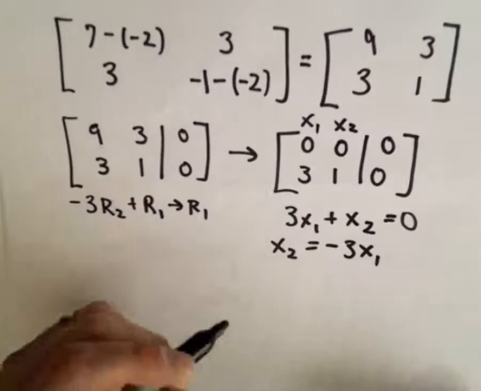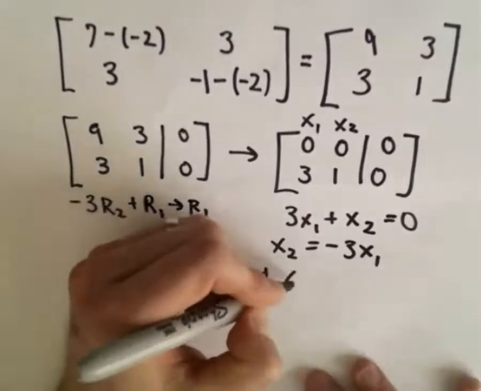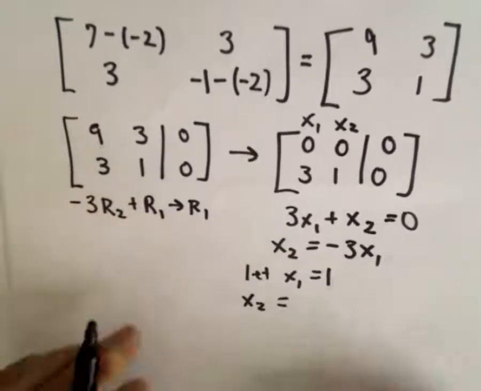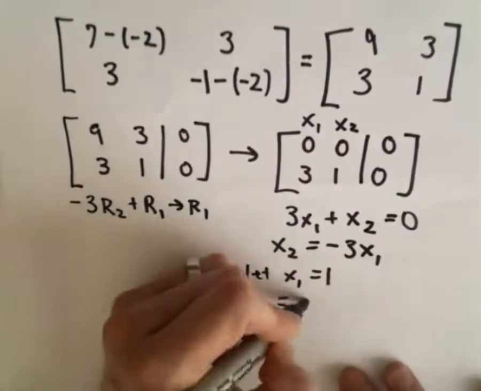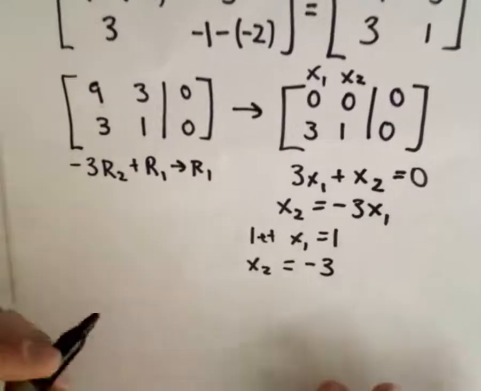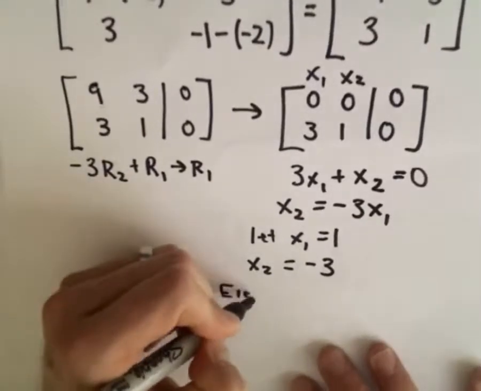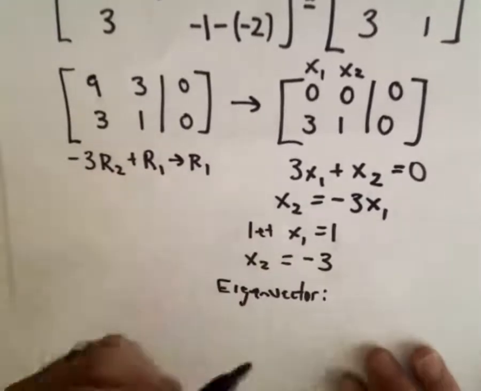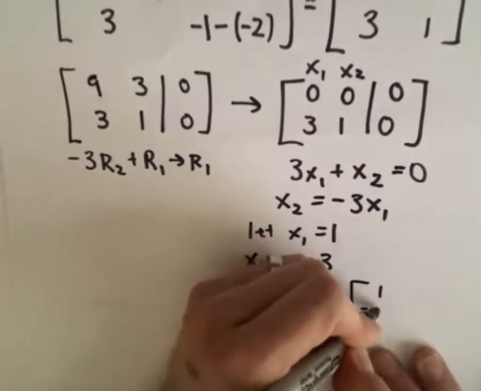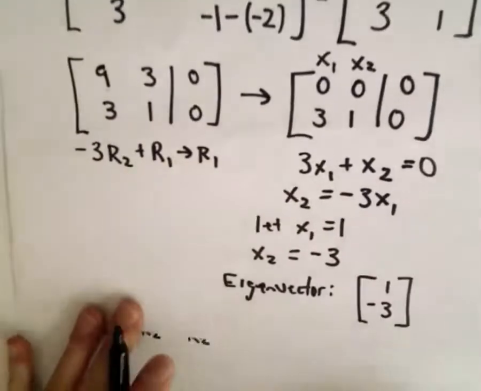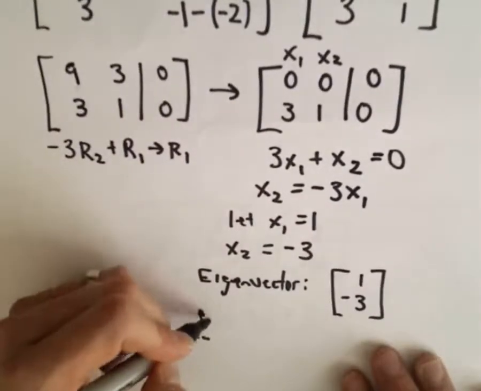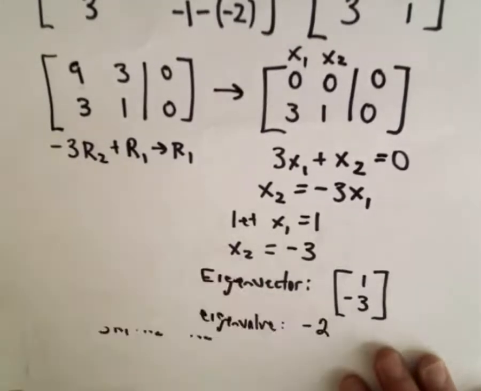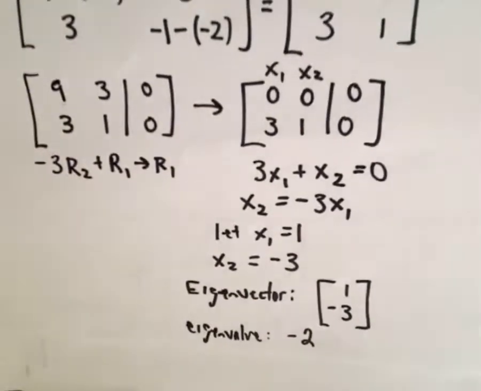So the same thing, you can just pick values. If we let x1 equal 1, well, in that case, we'll get x2 equals -3 times 1, or -3. So the other eigenvector will be the eigenvector (1, -3). And again, that corresponds to the eigenvalue of -2. So that's all there is to it.